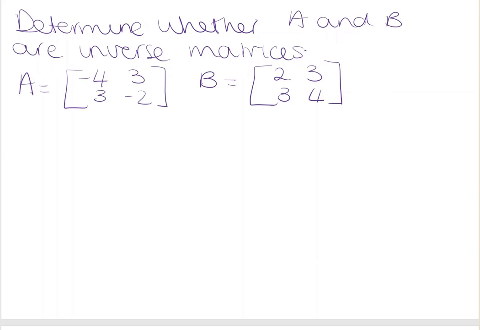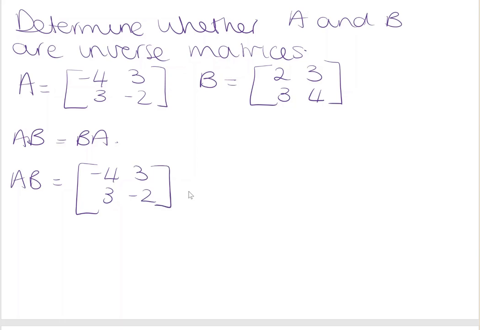So guided practice question. So A is minus 4, 3, 3 minus 2, and B is 2, 3, 3, 4. And we need to determine if they're actually inverses. So we're looking to see if AB is equal to BA. So let's multiply. So AB, so this is going to be minus 4, 3, 3 minus 2, multiplied by 2, 3, 3, 4.